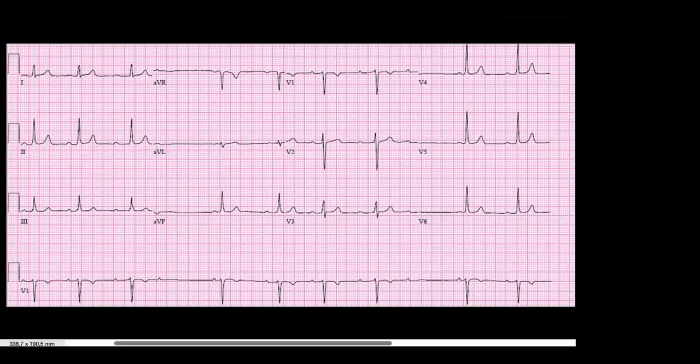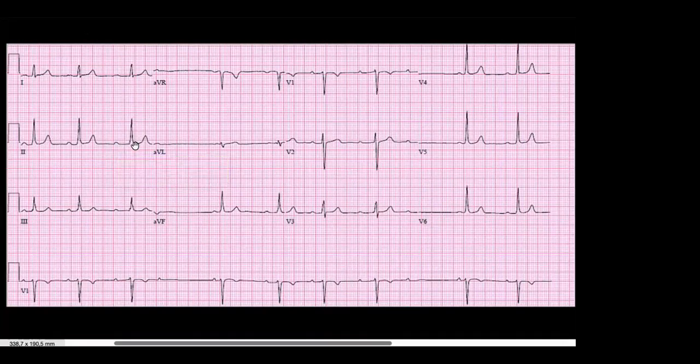Feel free to answer. Did anybody realize anything? Yes. Or did you realize? There is an increase in the time of the PR interval. Right.